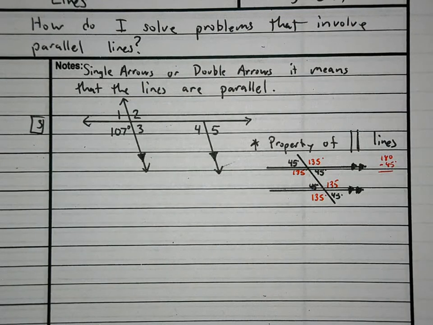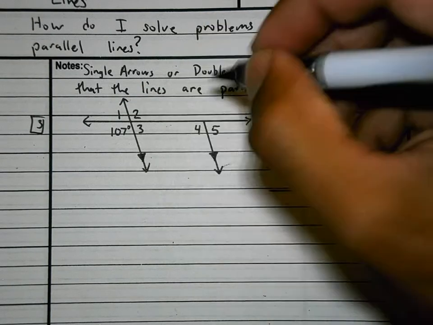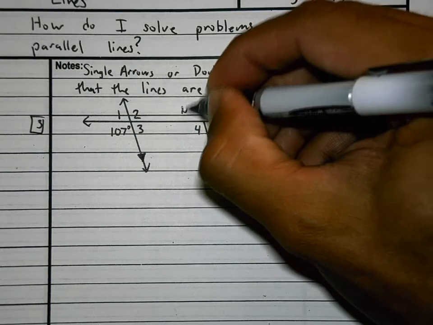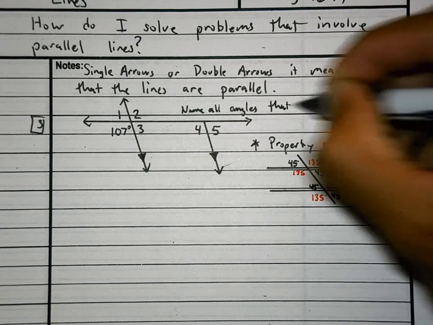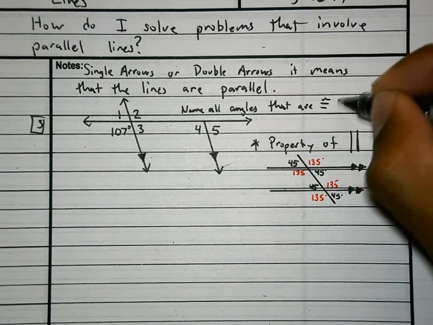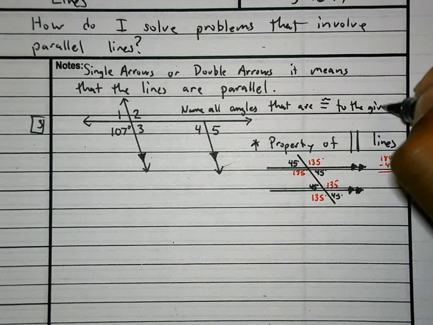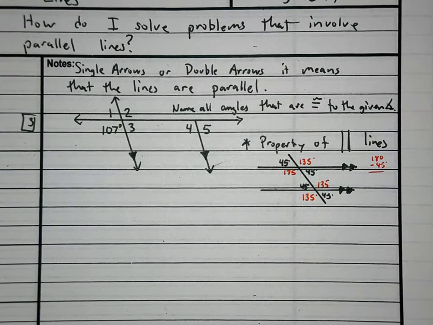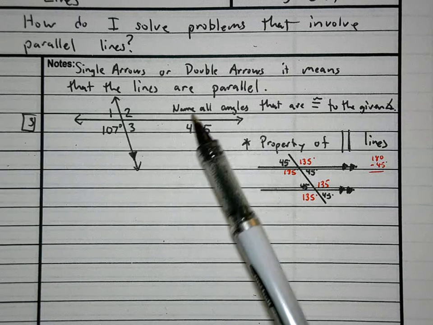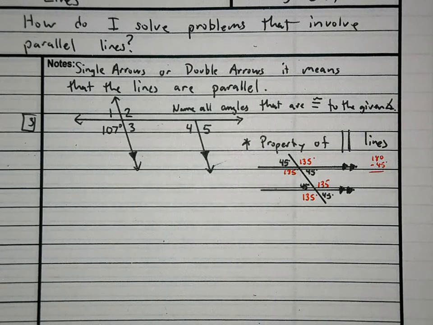It says, name all angles that are congruent to the given angle. Let me write down that somewhere. Name all angles that are congruent to the given angle. That's what we're going to be asked on number three.